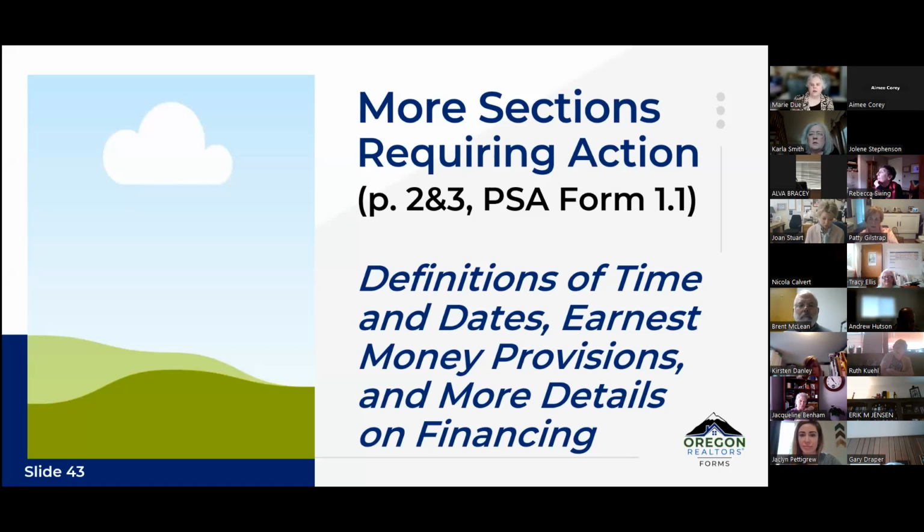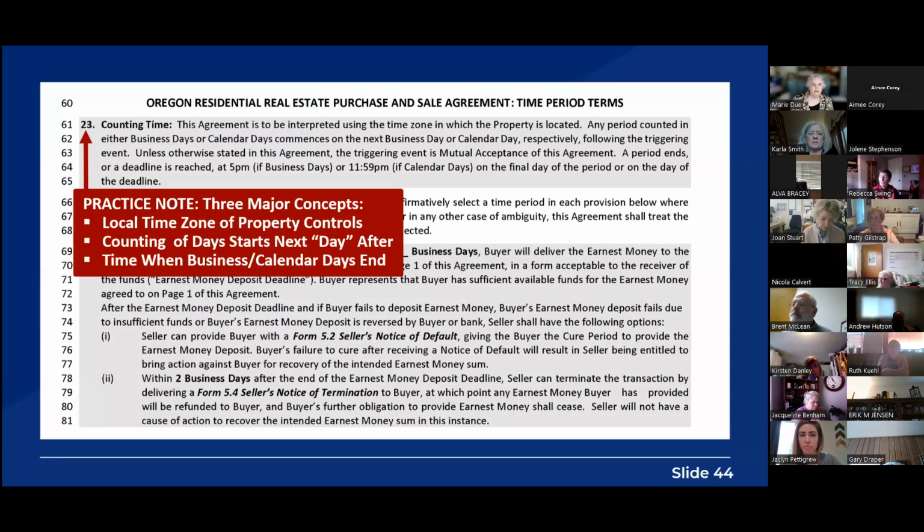More sections requiring actions: definitions of time, dates, earnest money provisions, and more. We're going to talk about pages 2 and 3. Again, if you looked at page 1, all of the dates, the times, the important stuff that we always have to look for, like is this a private well or not, that sort of thing, it's all on page 1. That's the nice thing about it. So page 2 has counting time.